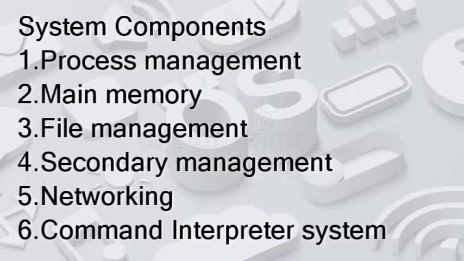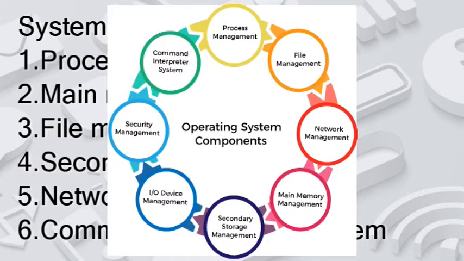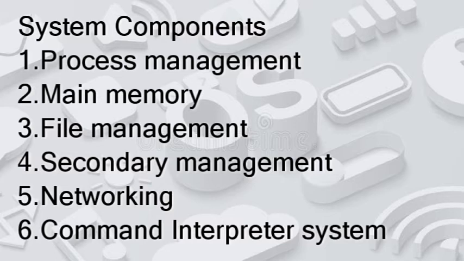What are the different system components in an operating system? Coming to the very first thing, we are going to discuss the system components. Whenever we are talking about system components, it will include process, main memory, file management, secondary management, networking, and the command interpreter. Everything that we use on an operating system falls under system components, whichever things we perform, whatever role it takes.